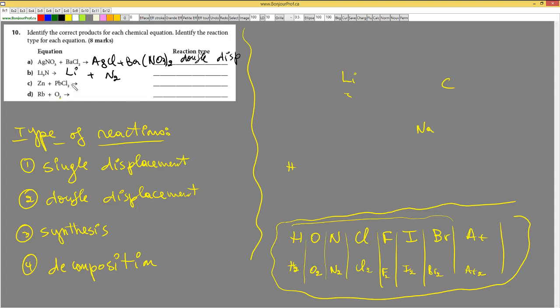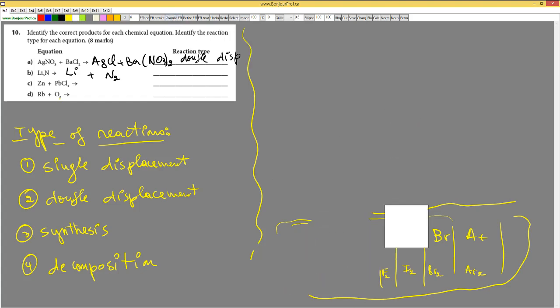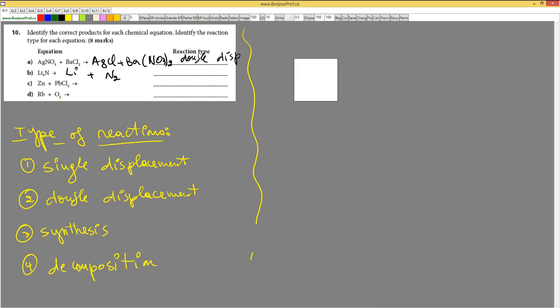So this is the reaction. What type of reaction is it here? It is decomposition. Why? Because I have one compound and it broke down. I had Li3N. It was one compound. It broke down into 2 pieces, lithium and nitrogen. So what is it? Decomposition. So go right here. Decomposition, because it breaks down.